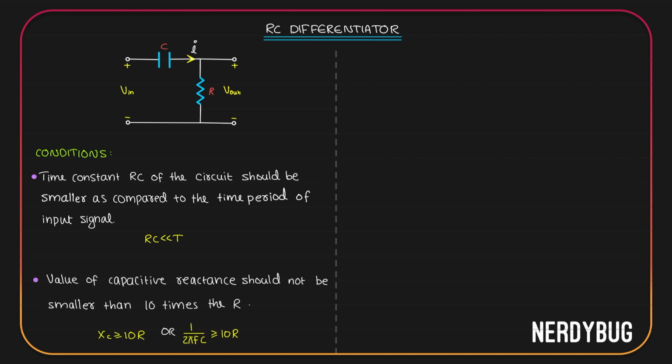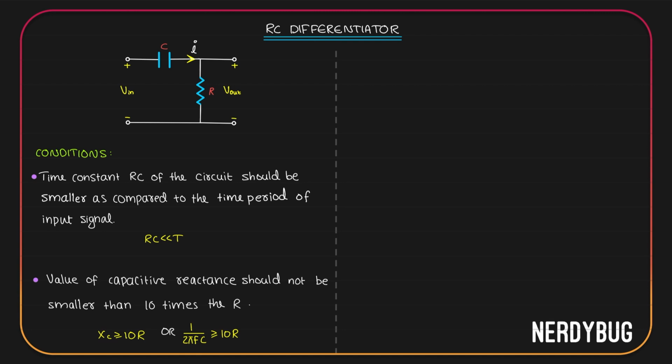The second condition is that the value of capacitive reactance should not be smaller than 10 times the R. That is, Xc should be greater than or equal to 10 R. Or we can write 1 by 2 pi fC is greater than or equal to 10R. 1 by 2 pi fC is just another expression for Xc.